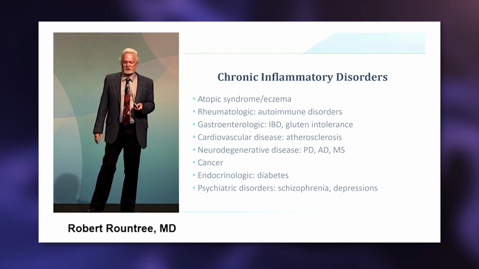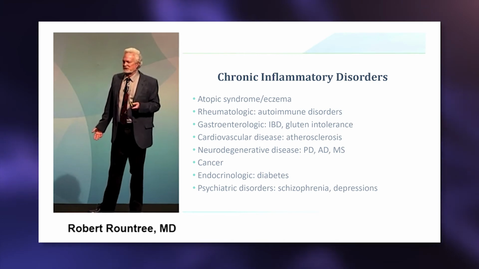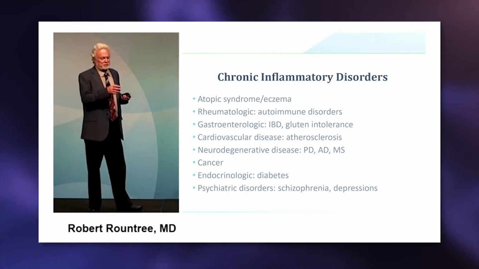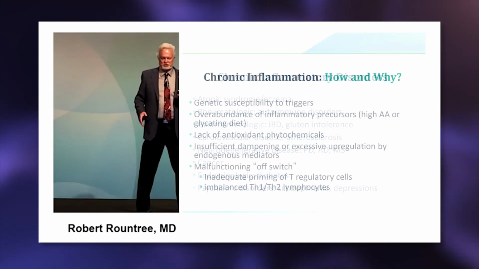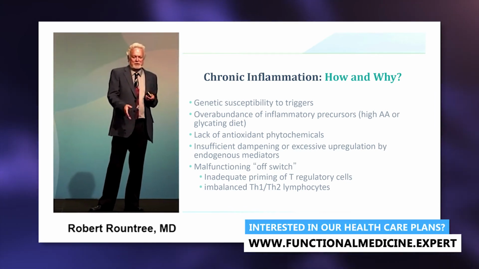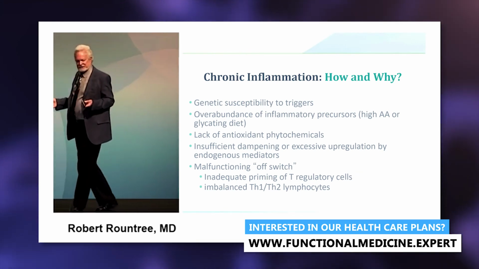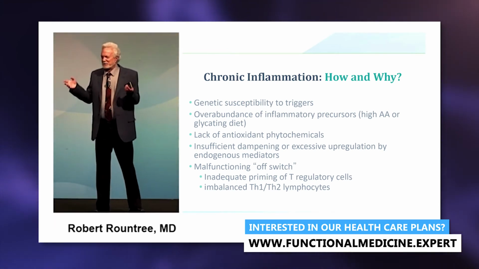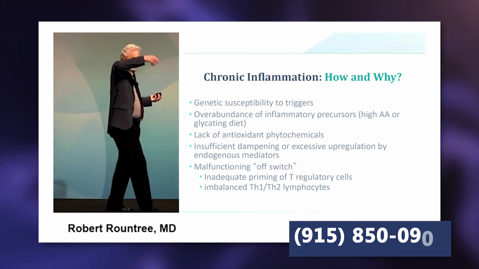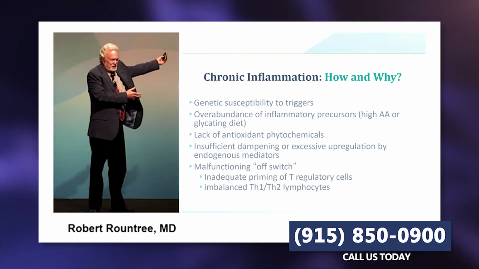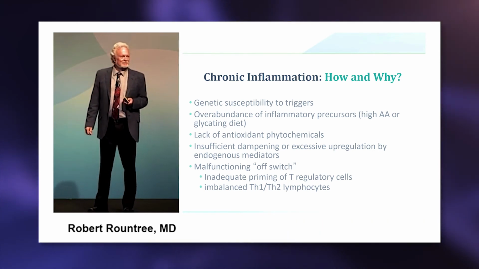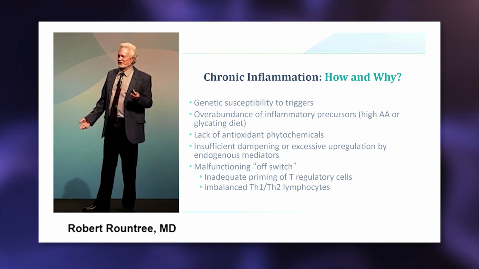Chronic inflammatory disorders, atopic syndrome, autoimmune disease, inflammatory bowel disease, atherosclerosis, neurodegenerative disorders, Parkinson's, Alzheimer's, cancer, diabetes, mood disorders. All of these things are amenable to this approach that I'm talking about. So the question that's being begged here is, why do we have this epidemic of inflammatory disorders? Because we do. Any chart that you look at, diabetes, look at Alzheimer's disease, every one of these diseases I'm mentioning is on the rise. Is it because we have more bad genes? Suddenly we inherited all these bad genes overnight.